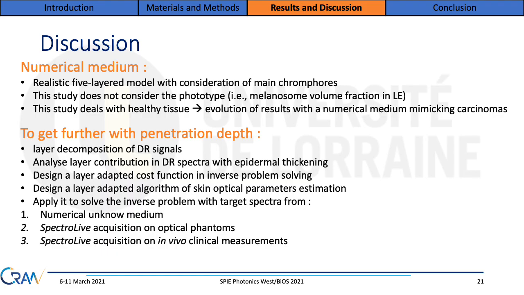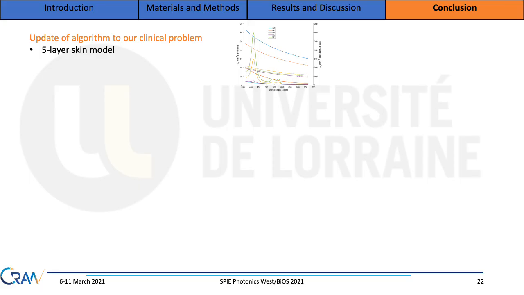Subsequently, we plan to find a decomposition of the diffuse reflectance signal by layer contribution, which could allow us to design a cost function and an estimation algorithm adapted to the layer geometry of skin. The technique thus created will allow the estimation of optical properties by solving the inverse problem, firstly from numerical spectra, then from real spectral live acquisition on optical phantoms, and, in the long term, from clinical spectra.